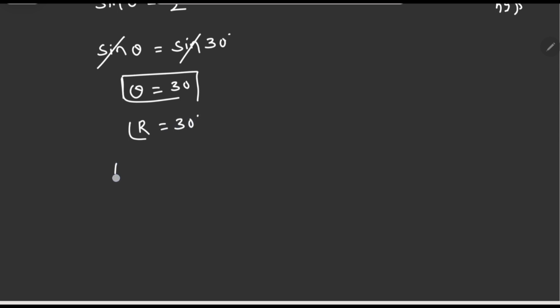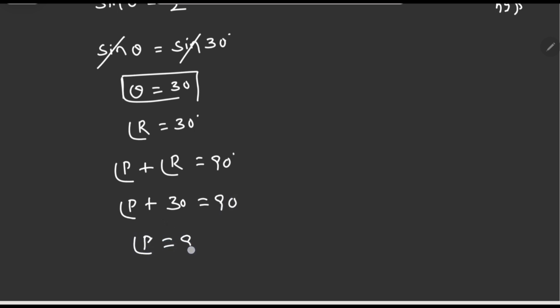But angle P plus angle R is equal to 90. We don't know P, so angle P plus, what is the angle R value? 30 is equal to 90. On transposing, angle P is equal to 90 minus 30. Therefore angle P is equal to 60 degree.